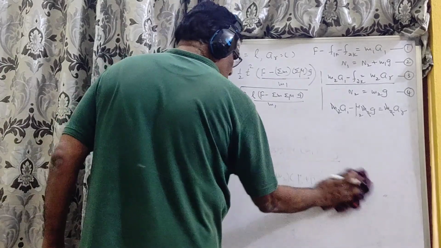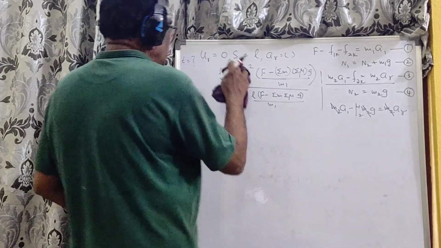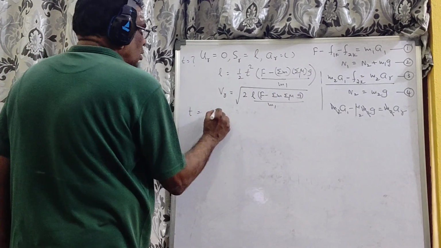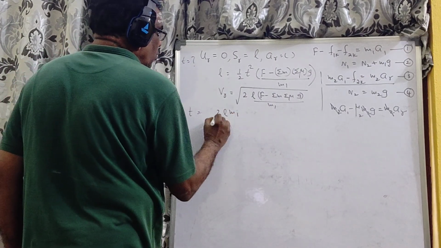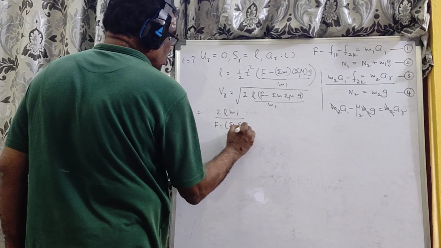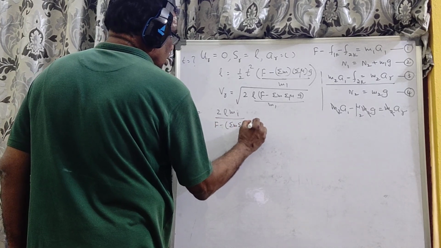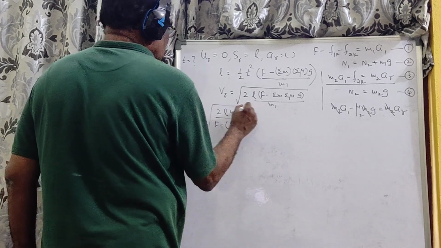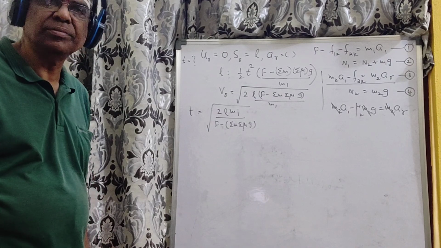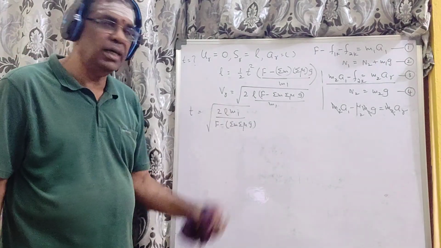Now, this is the time in which it has fallen. And what is the time? T equals root of 2L M1 by. Okay. This is the time in which.